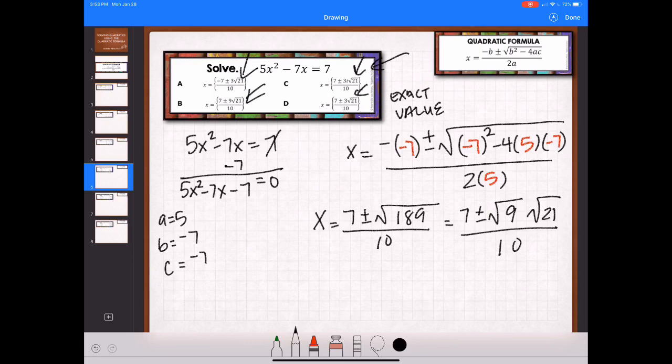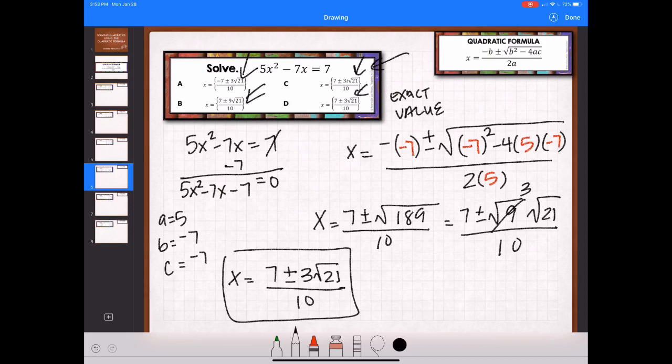And now I can switch out. Radical 9 is the same thing as 3. So now I have x equals 7 plus or minus 3 radical 21 over 10. And this is my exact value solution. So the correct answer is, let's see, 7 plus or minus 3 square root of 21. The correct answer is D. And if you notice, all of these answer choices look very similar, so be very careful when you're making your choice. Make sure that all the signs are correct, all the numbers are in the right places when you're making your choice.